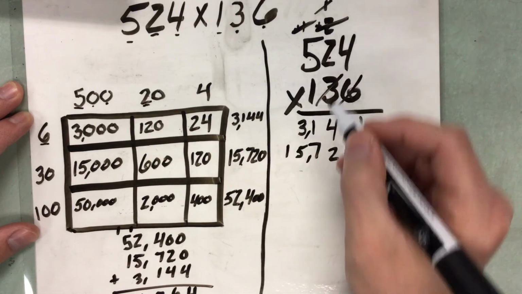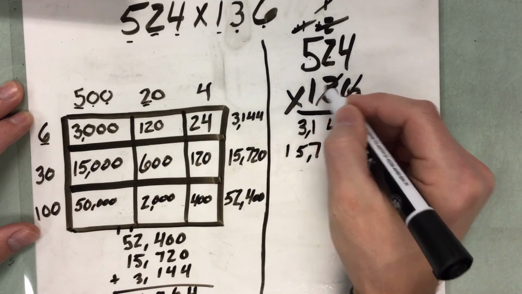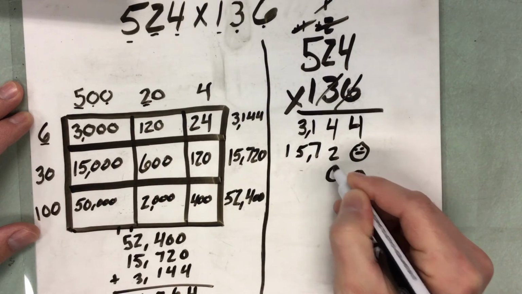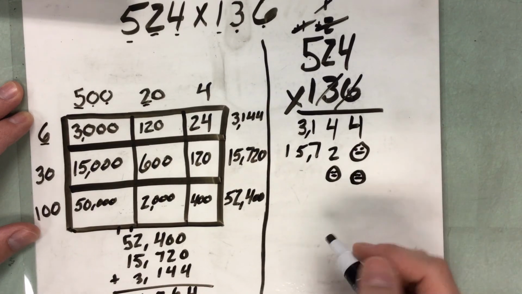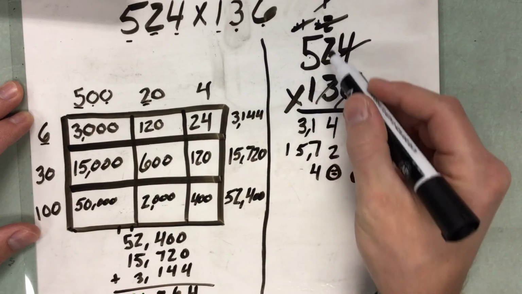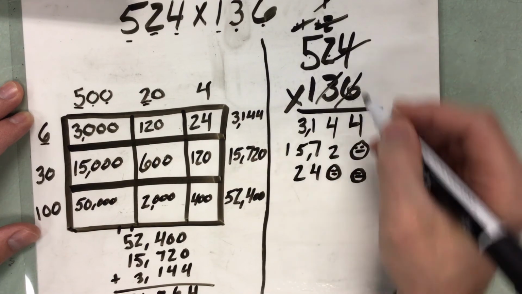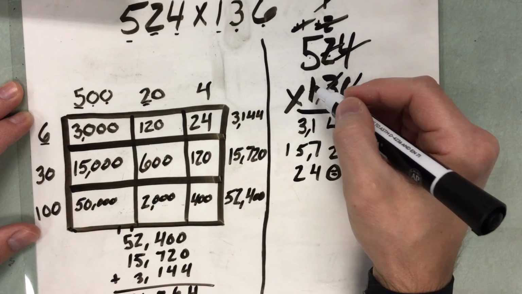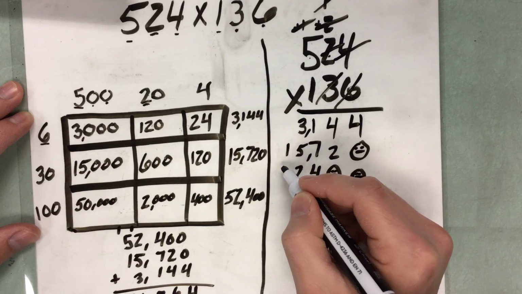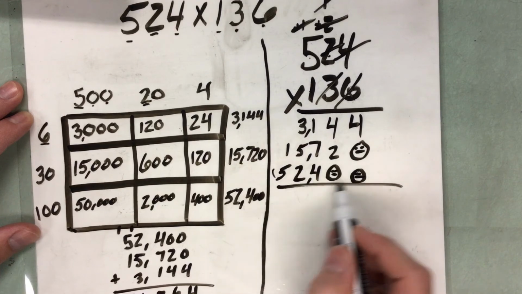Now what do I need to do? I need to move on to my 100. So what should I do here? Since that's a 100, it would have a 1 and 2 zeros. I need to drop 2 zeros here. So 100 times 4, that would give you 400. 100 times 2 tens, that would give you 2,000. And then 100 times 500, that would give you 50,000. What do you notice about that number?